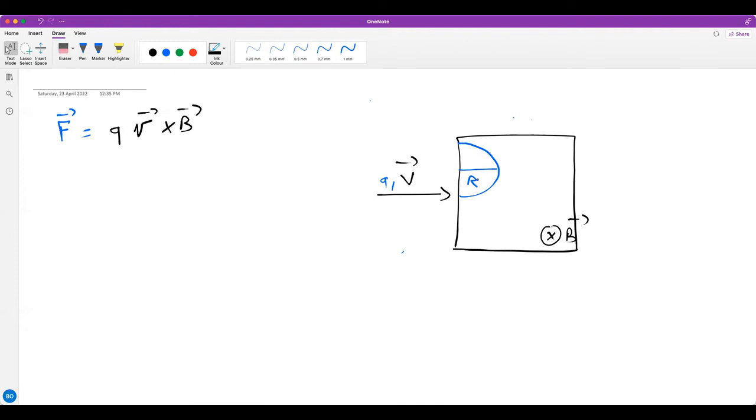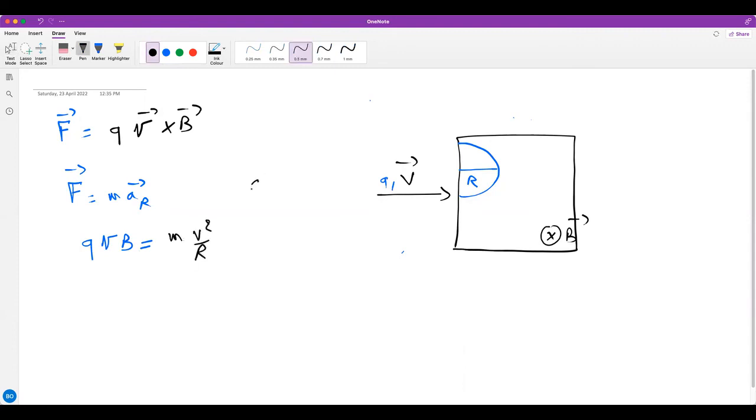In fact, the particle is subject to a centripetal force, and due to Newton's second law, we have F equal to m a, where a is the radial acceleration. We can easily see that the magnetic force q v B is equal to m v squared over r, because a_r, the radial acceleration, is equal to the velocity squared over the radius of the circular path.